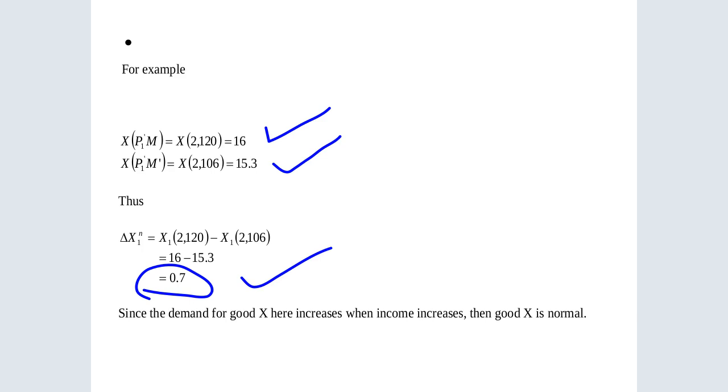So you need to check those two formulas for computing the substitution effect and the income effect. Now, given the information, you'll be able to compute the substitution effect and the income effect. Now, this simply shows that since the demand for good X increases when income increases, then good X is simply a normal good because the income effect is positive.